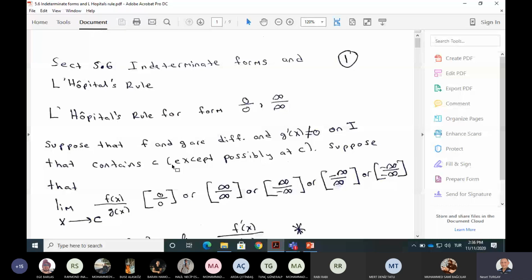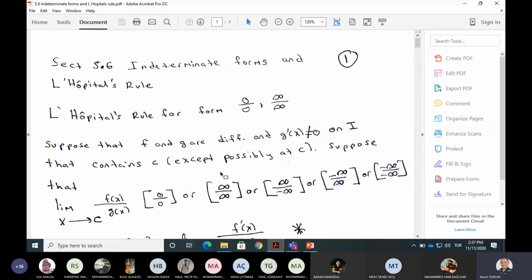5.6 Indeterminate Forms and L'Hopital's rule. I am sure that you will enjoy this lesson again. We are starting with indeterminate forms. You heard this before: 0 over 0 or infinity over infinity are some kinds of indeterminate form. And we will see that with these indeterminate forms, we have a very nice tool, which is L'Hopital's rule. We can solve our questions.